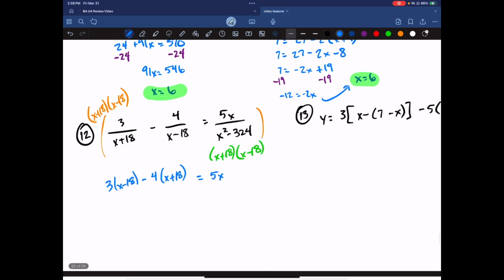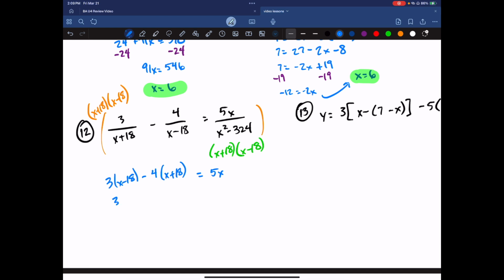And so I need to expand the left side. So it's going to be 3x minus 54 minus 4x minus 4 times 18, 72. So minus 72 equals 5x. Okay, so this is going to be negative x minus 54 plus 72. It's going to be minus 126. I'm going to add x to both sides. It's going to be negative 126 equals 6x. And so x equals negative 21.